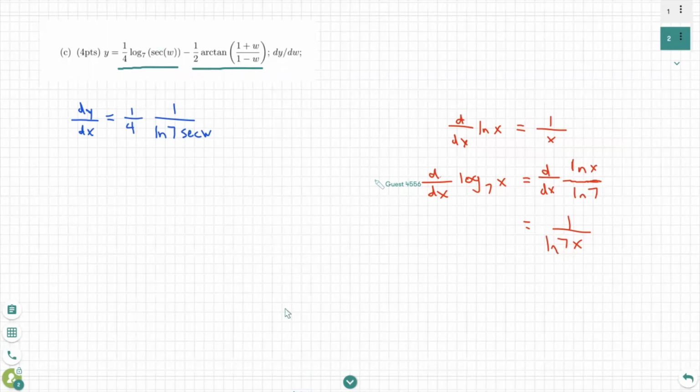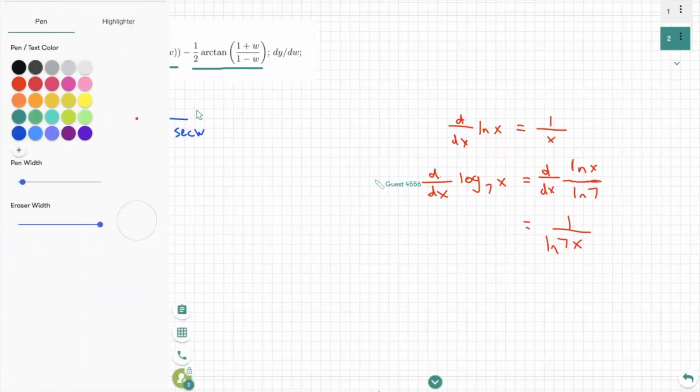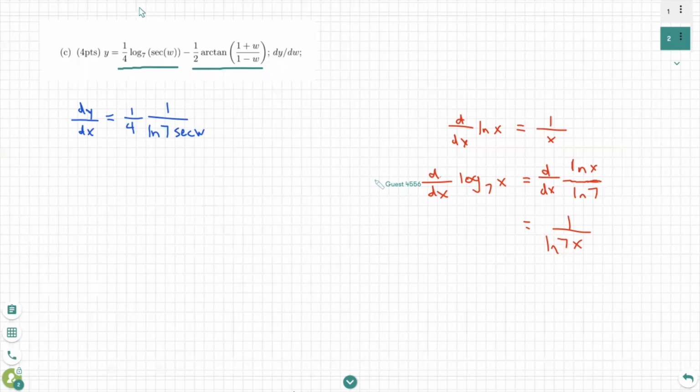And then what else do we need? Multiplied by the derivative of secant w, which is that secant tangent w? Yeah, so say it again. Secant times tangent. Secant of w times tangent of w. Yeah, secant w tangent w, right?